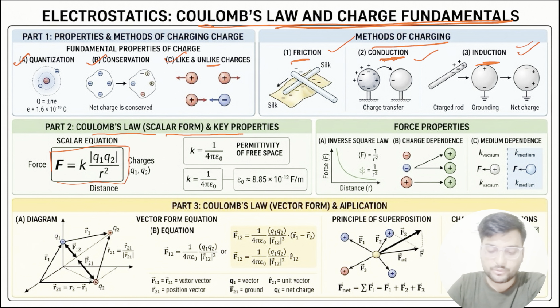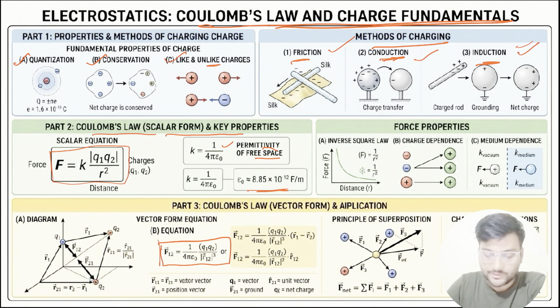That is k q1 q2 by r square, where k is 1 by 4 pi epsilon, that is the permittivity of free space, and the value of this will be how much? 8.85 into 10 power minus 12. That is F by m, right? These are the points. Now the vector form of Coulomb's law is this one.